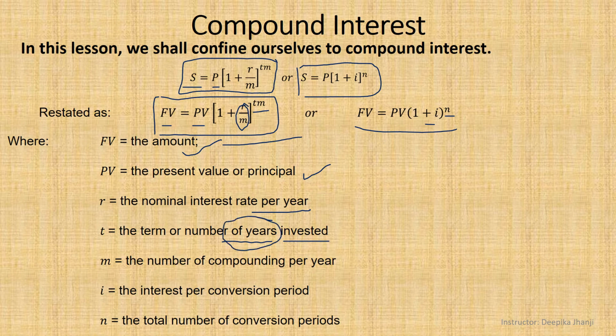M is the number of compounding per year. Now, what does it mean? Let's say the interest is compounded quarterly.